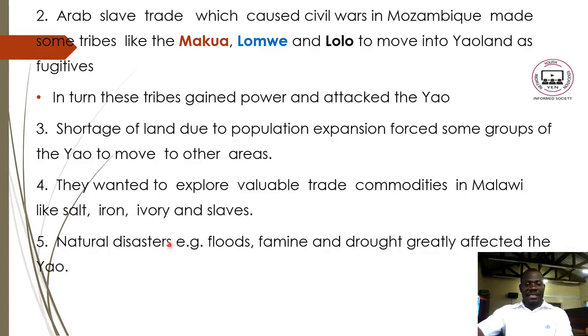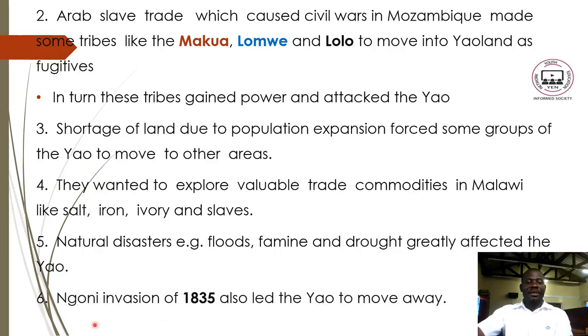Also, natural disasters forced the Yao to move out of their land. So these disasters include famine, floods, and drought, which greatly affected their land. Also, the Ngoni invasion of 1835 also led the Yao to move out of their land, out of Mozambique, into Central Africa. So we see some of the factors that led to the migration of the Yao.